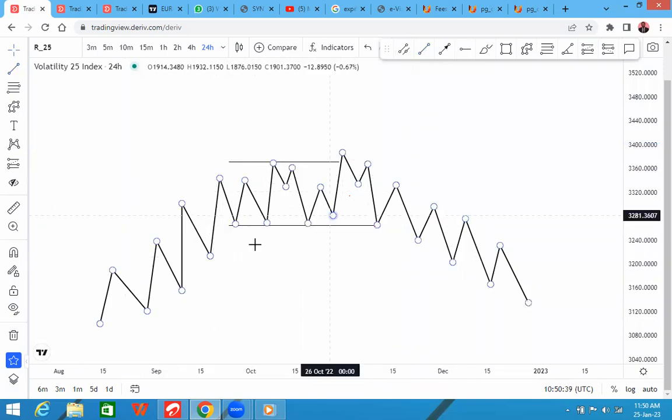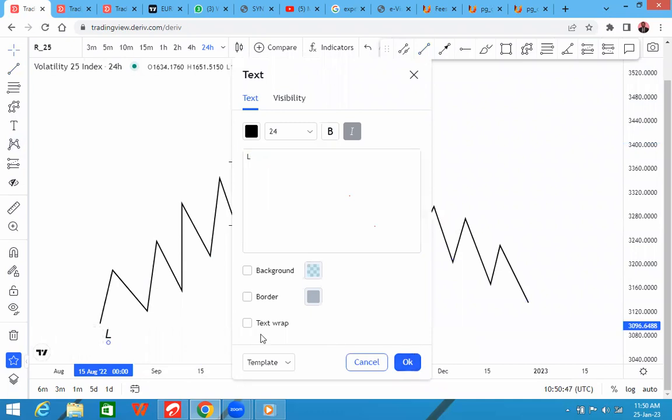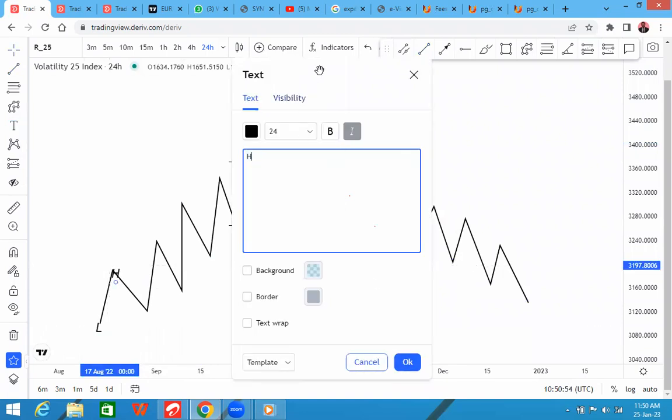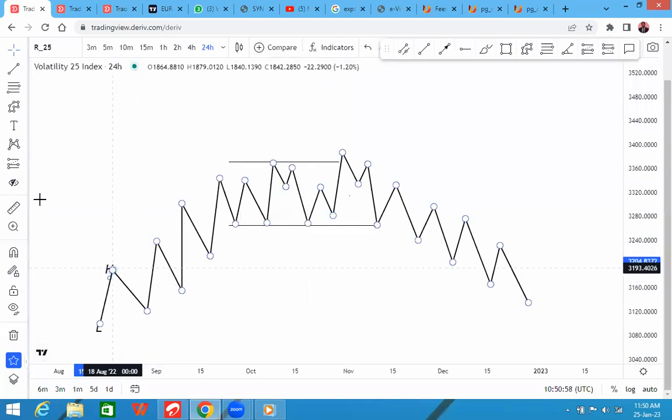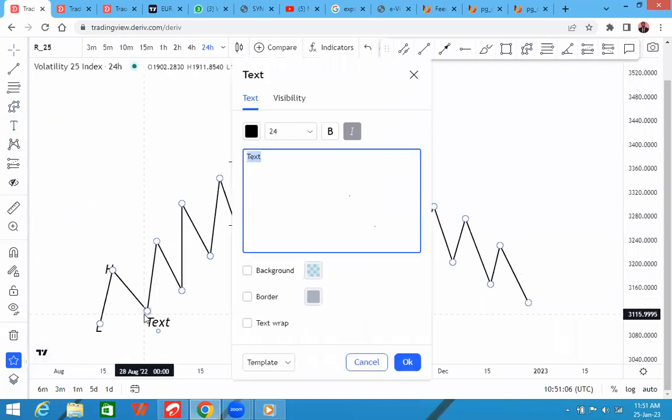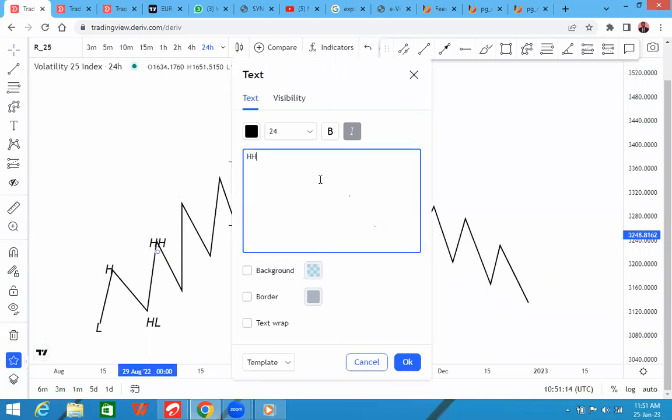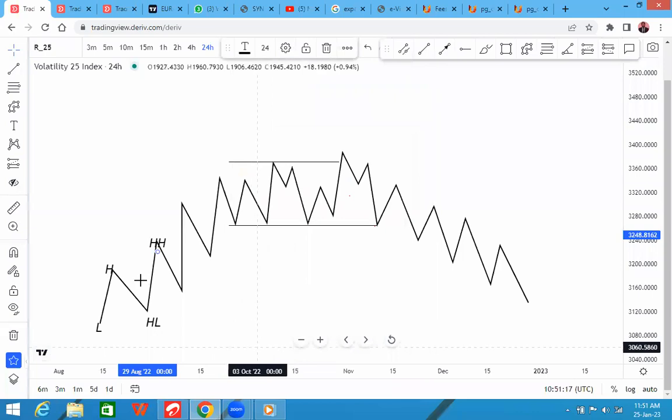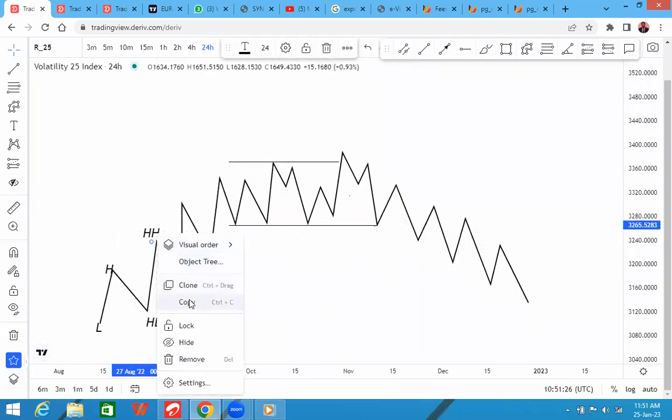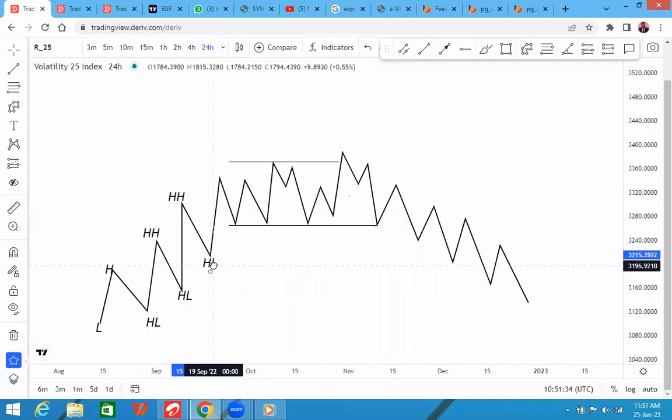So now we're going to label this in a typical market situation. This is a low for me. This is a high for me. There's a higher low. There's a higher low. This is a higher high. This is a higher low. This is a higher high. You have to be able to identify all this in the chart.